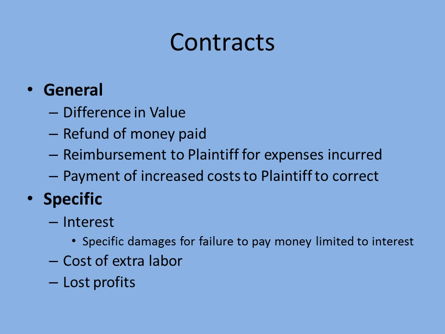Now, contracts. When you get into contracts, it looks somewhat like the property damage torts. You've got your general damages, which will be the difference in value, a refund of money paid, reimbursement to the plaintiff for expenses incurred, payment of increased costs to the plaintiff to correct, and it can go on. These are just, like I said, a short list I put together. And then your specific damages can be interest. They can be cost of extra labor. They can be lost profits.